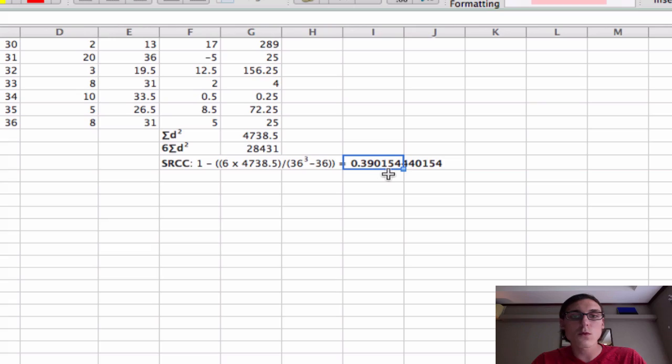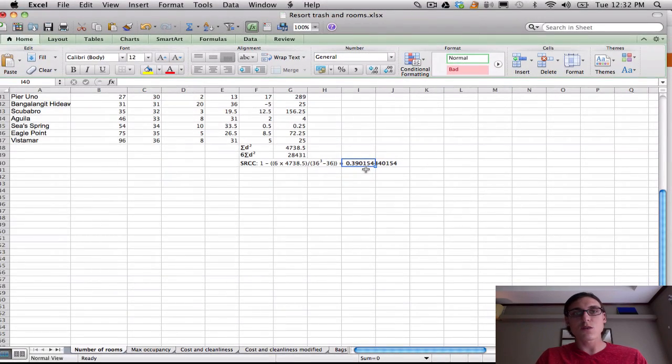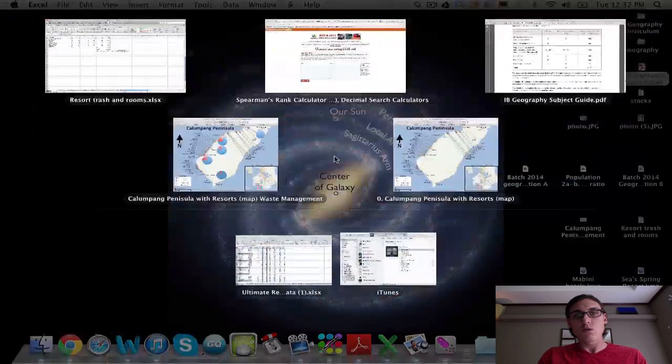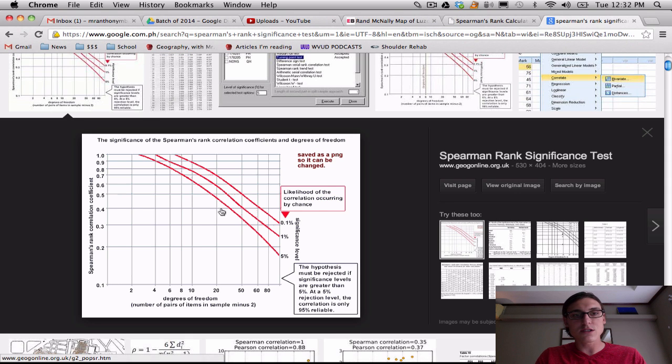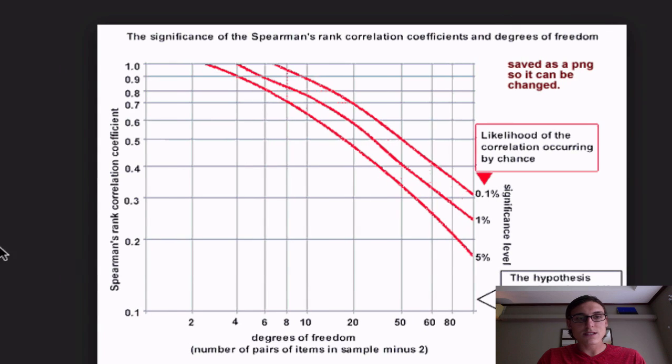So I came out with 0.39, which is a weak positive correlation. When we run the significance test, and you can get a significance test just like this online or in your packets, we see that if we have 30 data sets total and we go up to 0.39, we're just below that 5% where we can accept the hypothesis or assume that it was not happening by chance.